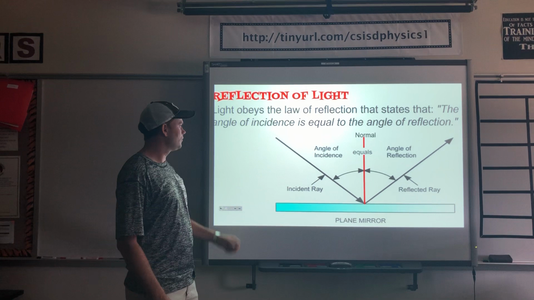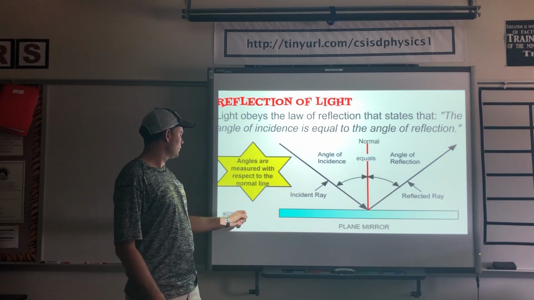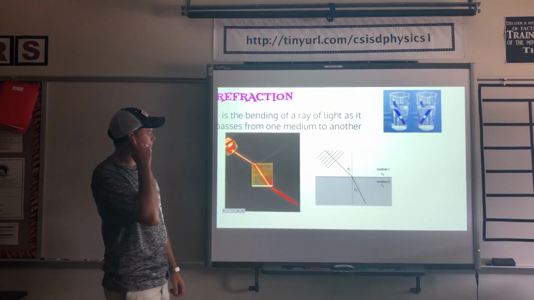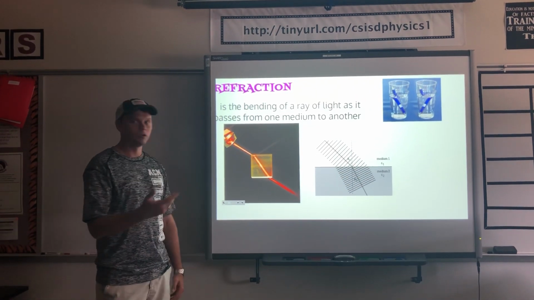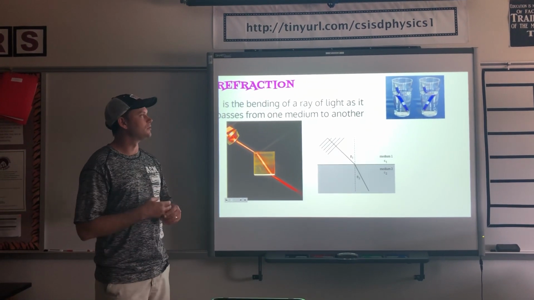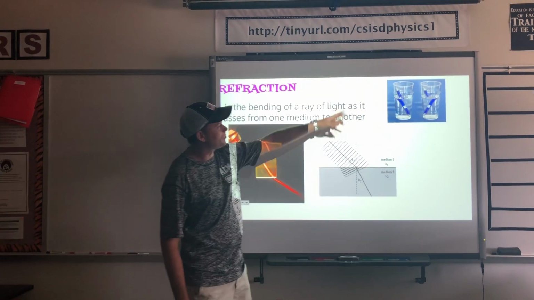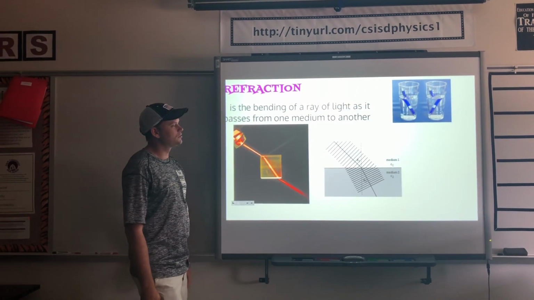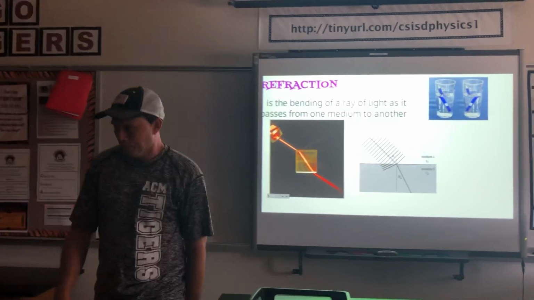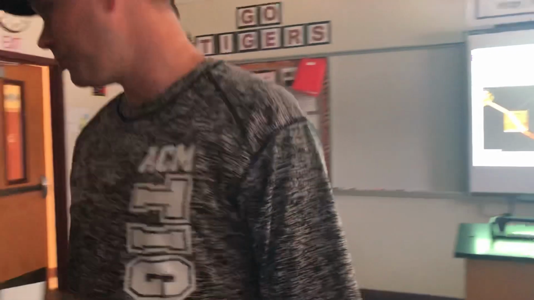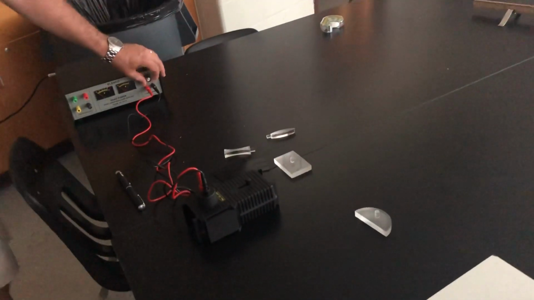Then you have what goes more with lenses, and that is refraction. Light will go through transparent objects as well, such as lenses. You can see here glass, any kind of plastic. Refraction is something that you've probably seen quite a bit of. So over here, I've got a demonstration of refraction. I'll turn the light on here.